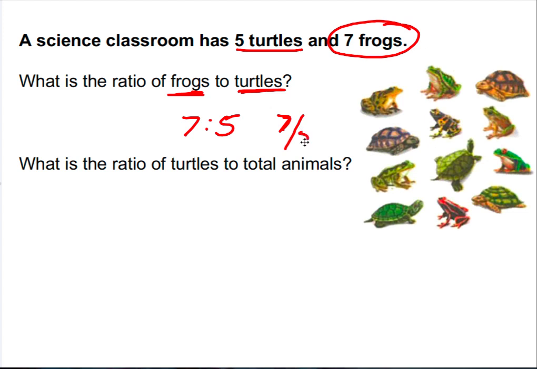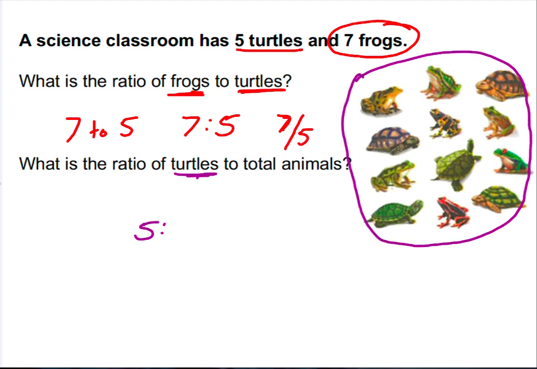And I want you to get in the habit of writing it in all 3 ways because it trains your brain to recognize it no matter which form it's given to you in a problem. Then it says, what is the ratio of turtles to total animals? Well, turtles comes first. We know that there are 5 turtles. For total animals, we want all of them, including the turtles. So I have 1, 2, 3, 4, 5, 6, 7, 8, 9, 10, 11, 12. So I have a ratio of 5 turtles to 12 animals. 5 to 12. But that's really as basic as a ratio is. It's just comparing 2 quantities together.